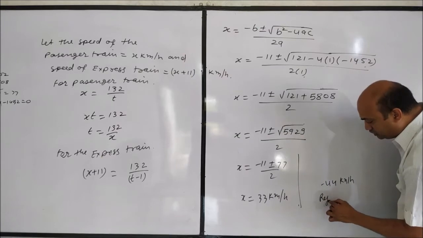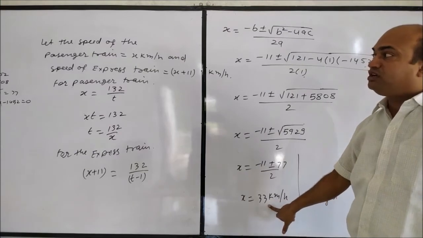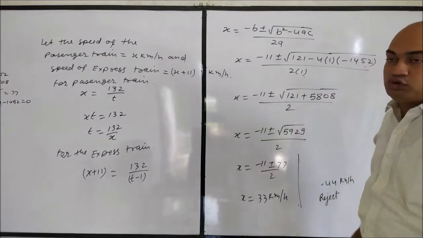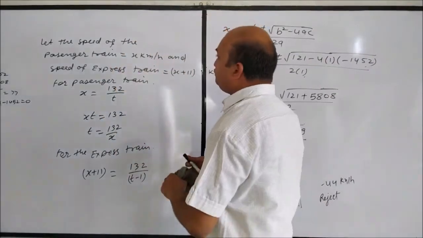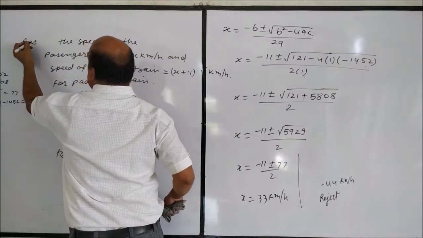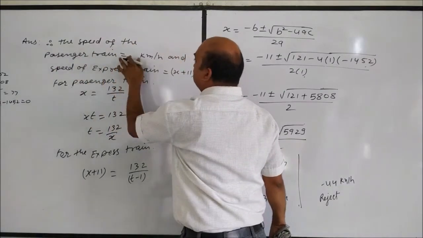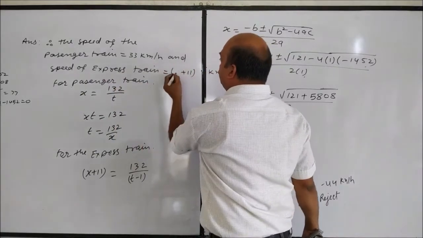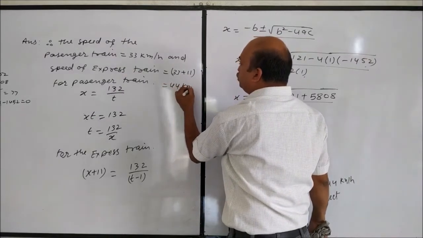This we will reject. Therefore, the speed of the passenger train will be 33 kilometer per hour and the speed of the express train 33 plus 11, that is 44 kilometer per hour. So at last, the final answer will be, therefore the speed of the passenger train is equal to 33 km per hour and the speed of the express train will be 33 plus 11 is equal to 44 km per hour.